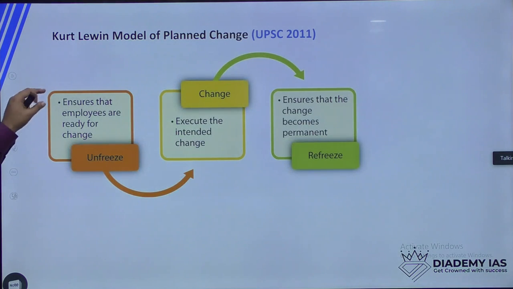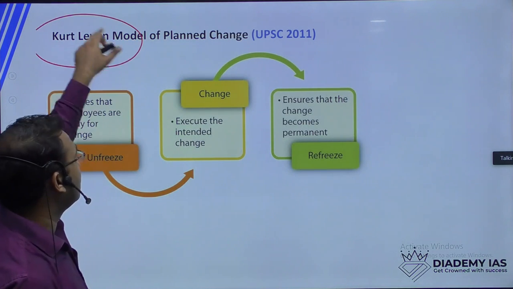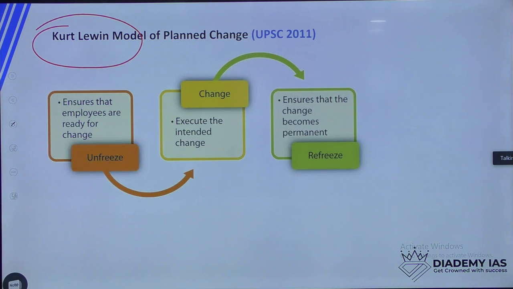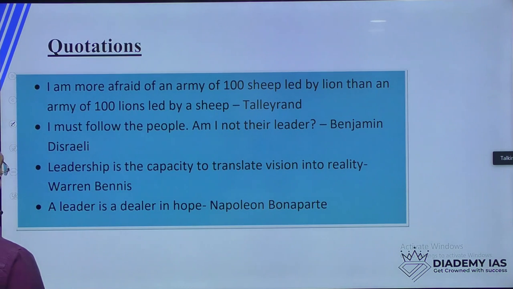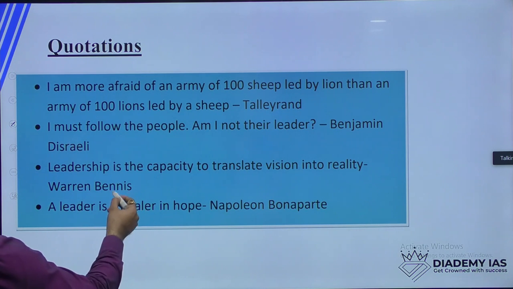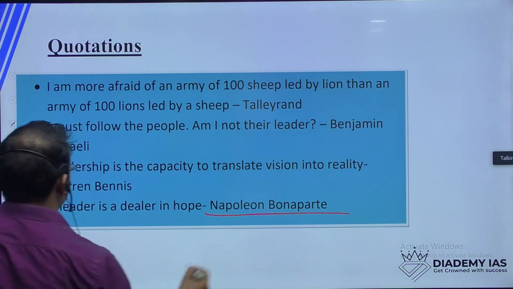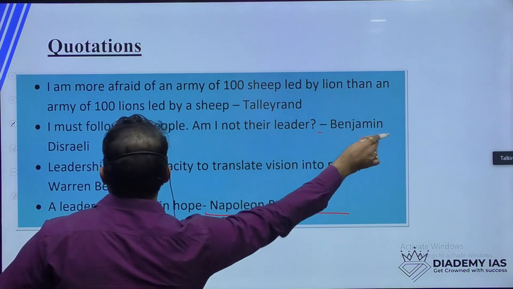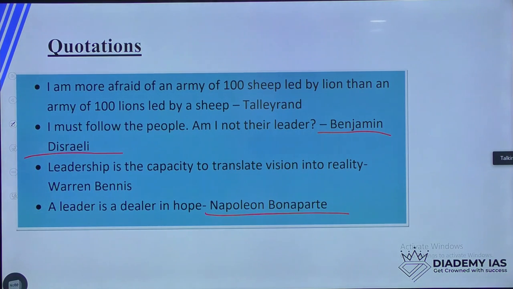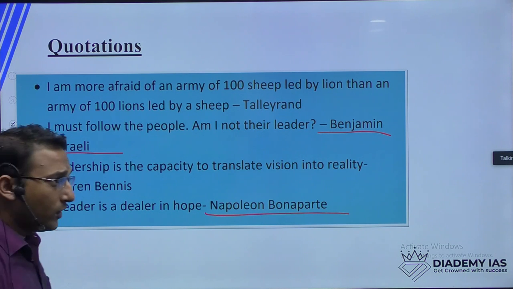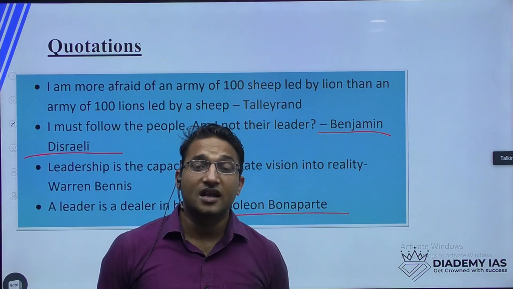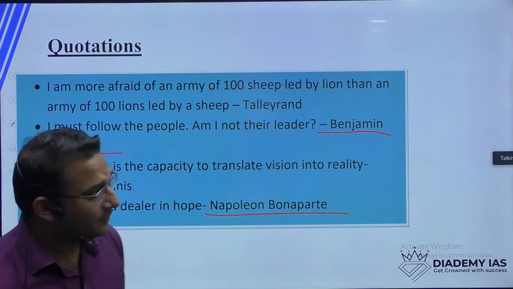Like the Kurt Lewin model of planned change, this question came in 2011. You can make this kind of simple diagram, right? Quotations can be very simple, even from general life. For example, on leadership, there are quotations given by Napoleon Bonaparte and Benjamin Disraeli. Use a quotation maybe in the introduction or somewhere else. This is another value addition that you can do.